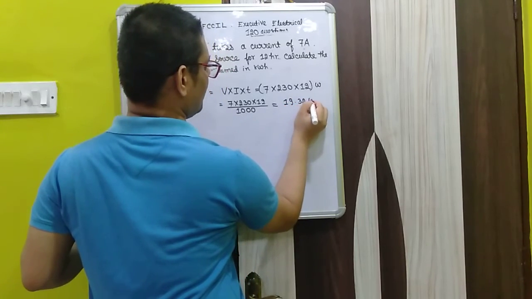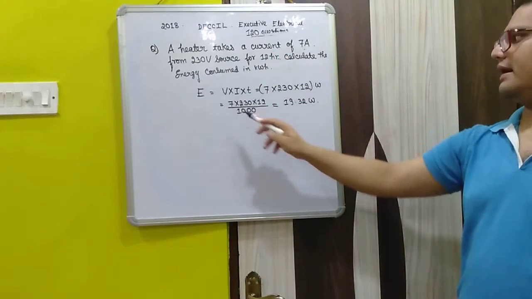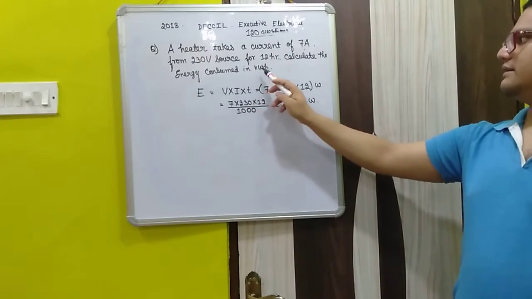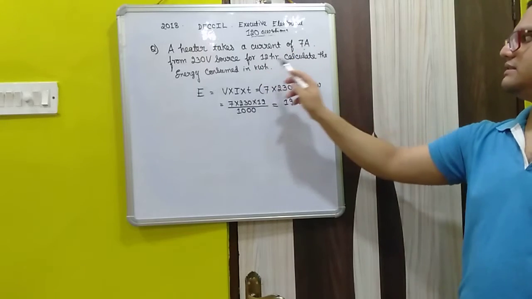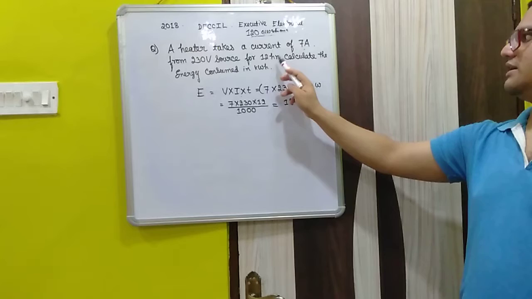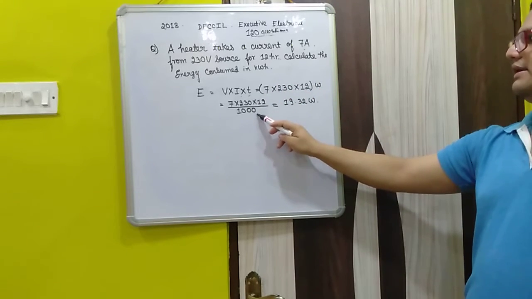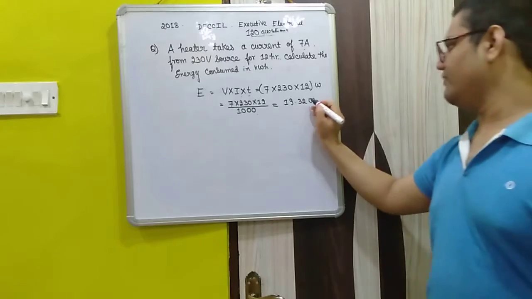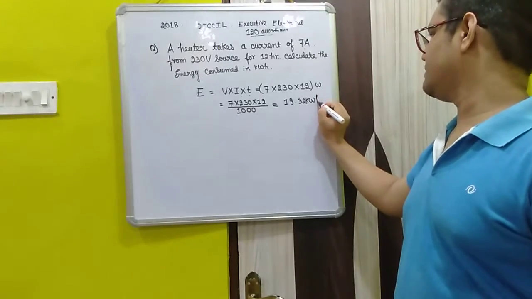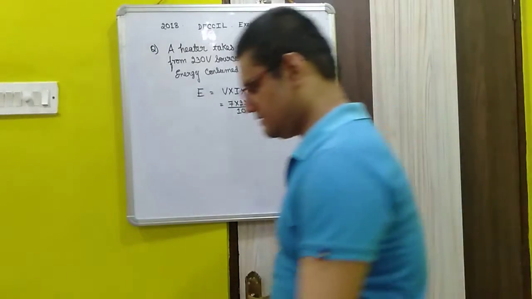So if we do the calculation of this entire mathematics, we will get 19.32 kilowatt hour. I hope it is clear how we have calculated the energy consumed in kilowatt hour using this following data. This is the voltage, current and consumption in time in hour, and we have calculated with dividing by 1000 to get the value in kilowatt hour. So now we go to the next numericals.